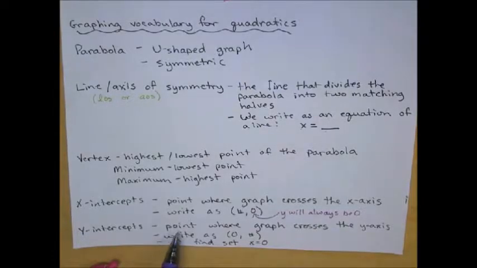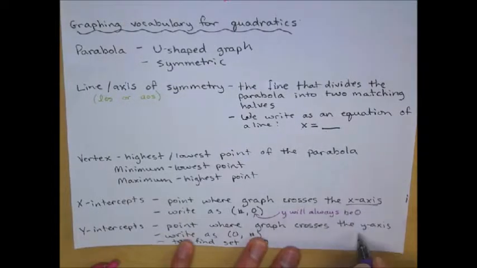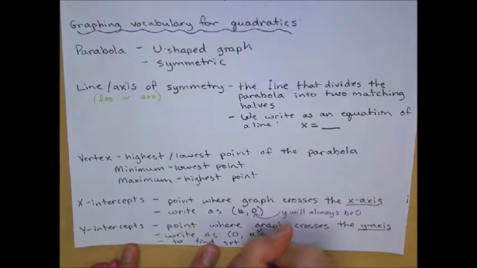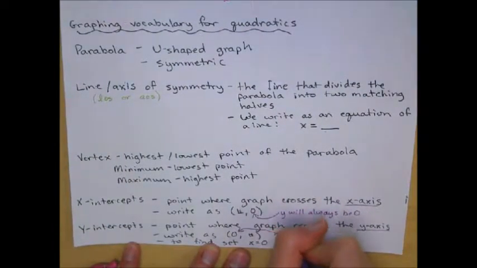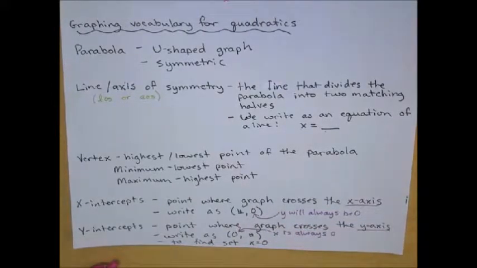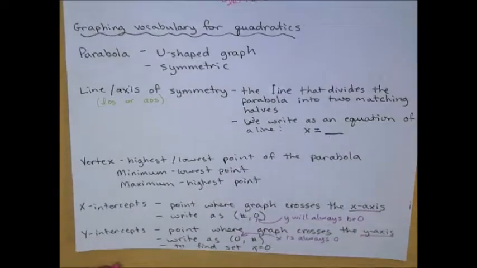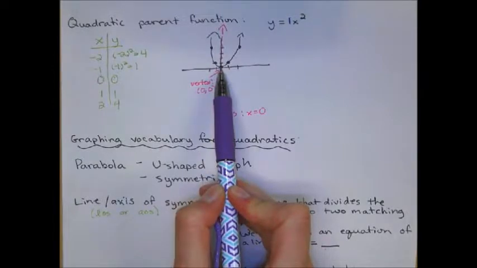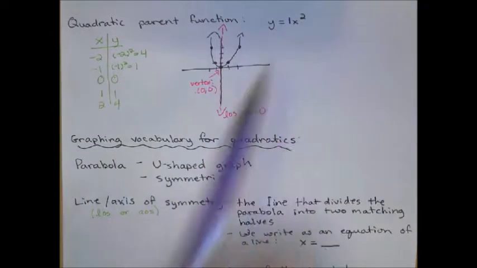Y-intercepts are the point where the graph crosses the y-axis. We write it as 0, comma, a number. So note here that our x is always 0. And in order to find it, we set x equal to 0. Again, if we look at our parent function, this is our y-intercept. This is not always going to happen. The vertex will not always be the x and y-intercept. This only happens for our parent function.